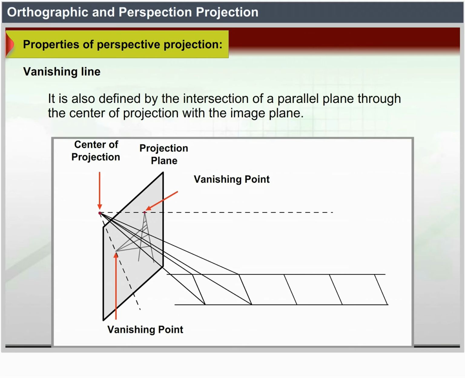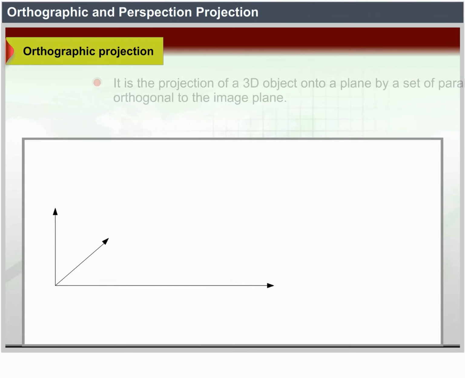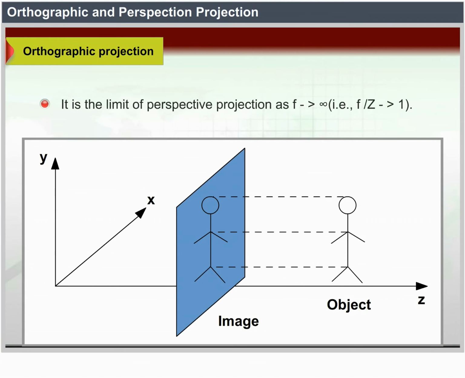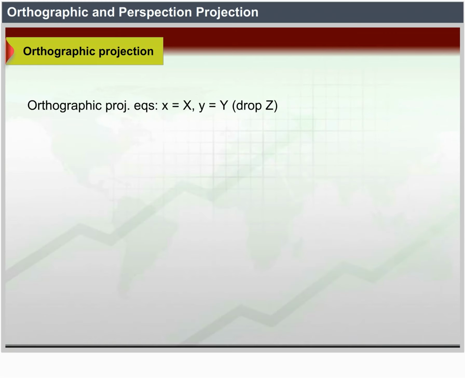Orthographic projection. It is the projection of a 3D object onto a plane by a set of parallel rays orthogonal to the image plane. It is the limit of perspective projection as f tends to infinity, that is, f by z tends to 1. Orthographic projection equations: small x equals capital X, small y equals capital Y.